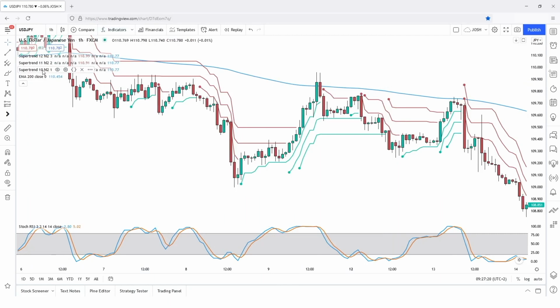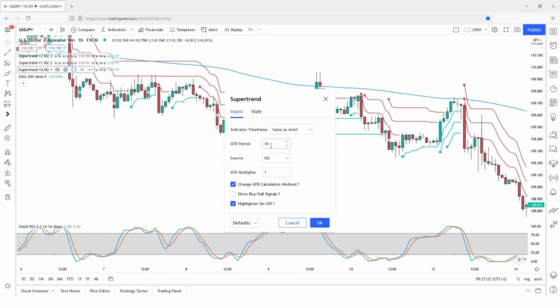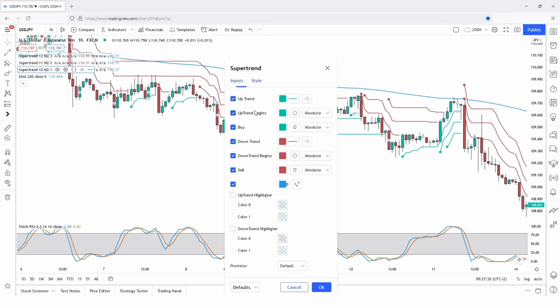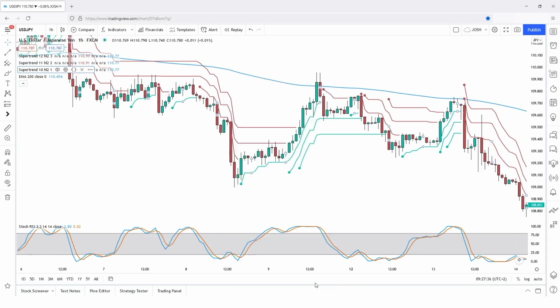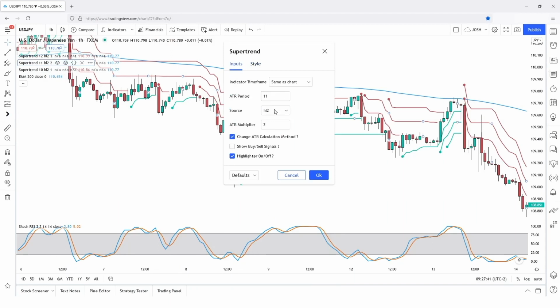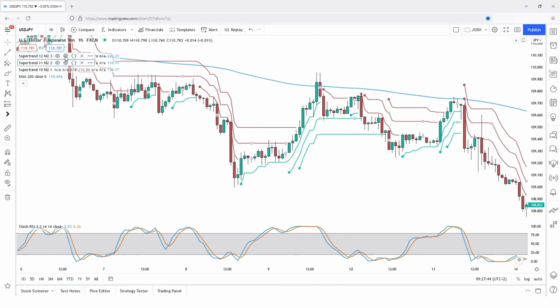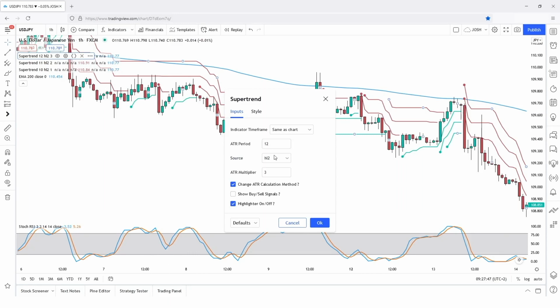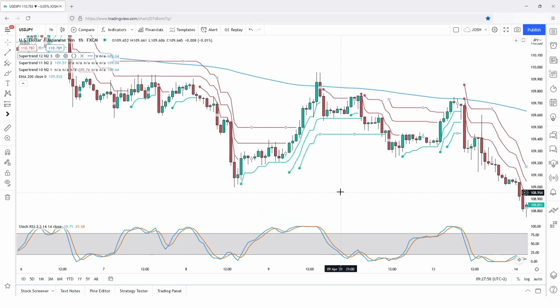The settings for the first Supertrend indicator is 10 and 1, and to keep the charts a bit cleaner, we will hide the buy and sell signals and go to style and turn off the uptrend and downtrend highlighter. For the second Supertrend, we have the settings of 11 and 2, and for the third, we have the settings of 12 and 3. And that's it. That's all for the indicator settings. Let's go over the rules for entry and exits, as well as apply them to a few examples.